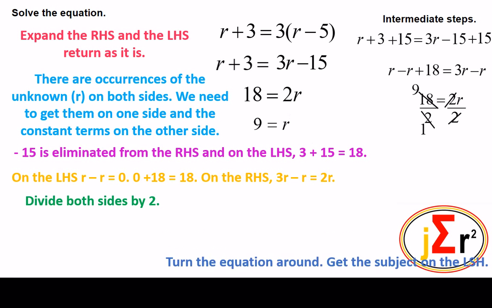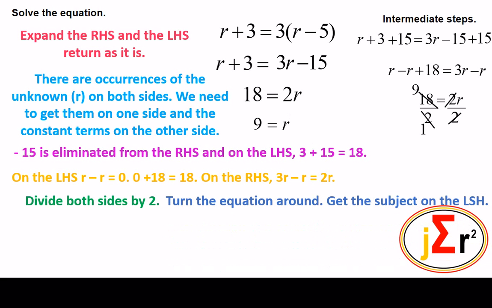Therefore, what we will do is turn the equation around, and the proposed subject, which is the unknown, will be on the left-hand side, correctly depicting the solution of the equation. r is equal to 9, and that is the correct way to write the solution of an equation with the previously unknown on the left-hand side and any numerical value on the right-hand side.